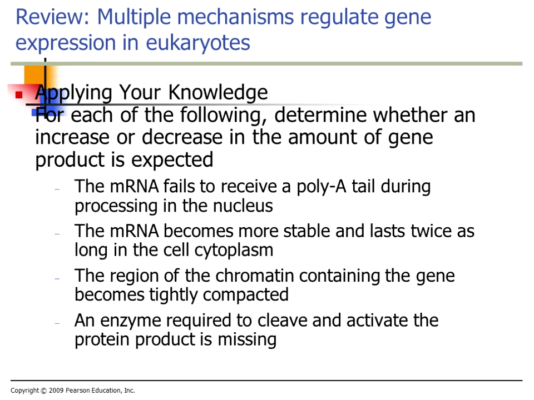So let's see whether you can apply your knowledge to these situations. For each of the following, determine whether an increase or decrease in the amount of gene product is expected. So the messenger RNA fails to receive a poly-A tail during processing in the nucleus. What do you expect? Do you expect to see more protein or less protein? Okay, Victoria says less because it is not stable, right? It's not stable, so it will break down faster. So you will get less protein.